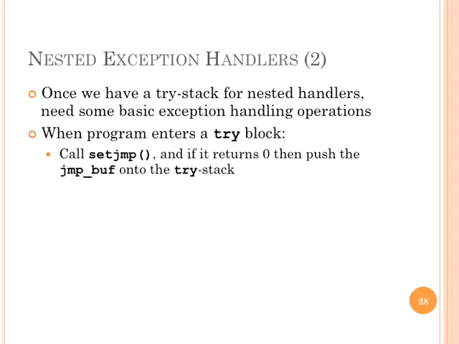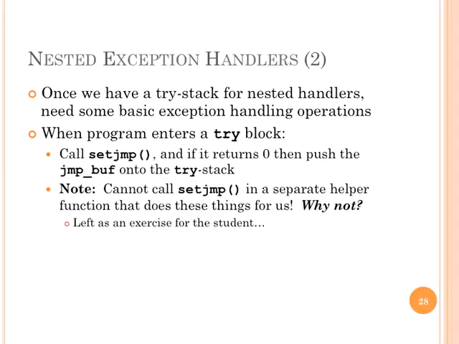Okay, so the program enters a try block. You call set jump. If it returns 0, you're good. You push the jump buffer onto the try stack. And it's kind of interesting. I actually got bit by this. I tried creating a primitive, or a function that I could call set jump from inside, and then that function would basically return the set jump result, and then life would go merrily on.